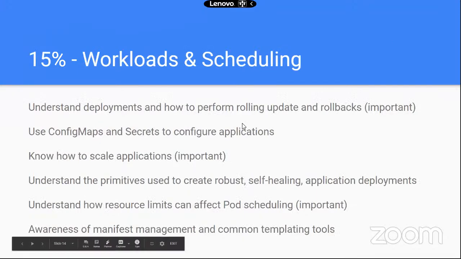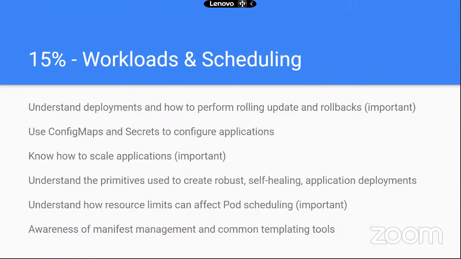From the workloads and scheduling perspective, we will understand the deployments and how we can perform the rolling updates and rollbacks of our workloads or the applications that we are running in our Kubernetes cluster. What are config maps and secrets, and how they integrate with our applications, and then how we can scale applications, whether it be manual scaling or automatic scaling, in the workloads and scheduling module.